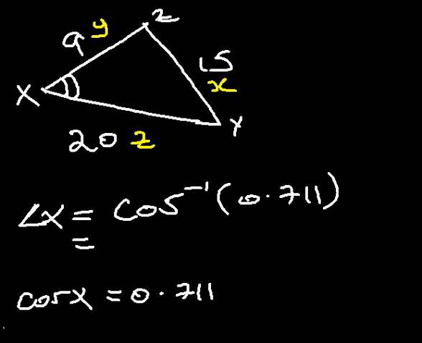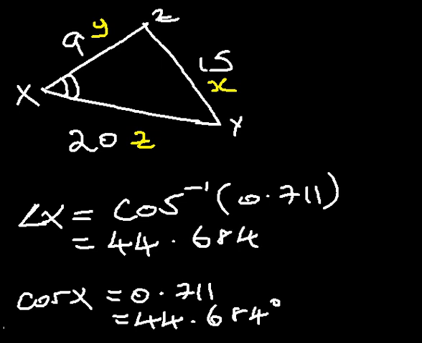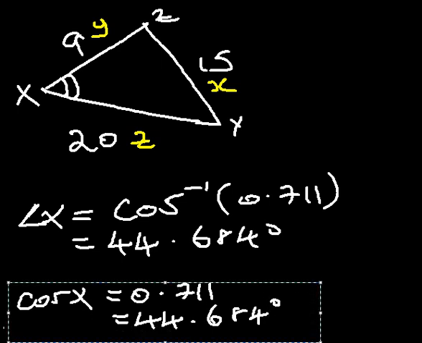We have it as 44.684 degrees. That is the value of the angle X. Let me write it here. It should be 44.684 rather, 0.684 degrees. So that is the value of the angle X, using the cosine rule.